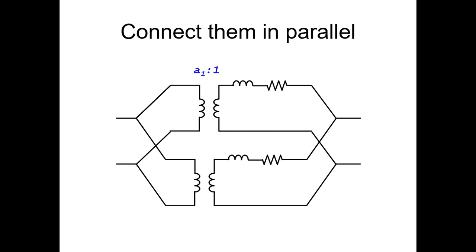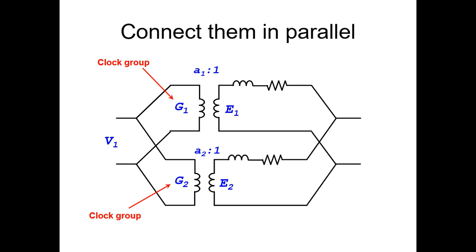Now we know the ratios A1 and A2 for each one of those transformers, the single phase ratios, right? And we know the clock numbers for the first transformer and the second transformer. And now we apply the same voltage V1 to the primaries of both of them. Then E1 and E2 can be computed from V1, G1, A1, G2, and A2. This way, the magnitude of E1 will be V1 divided by A1. Absolutely. What about the phase? The phase will be the phase of V1 minus 30 times the clock number of group 1, G1.